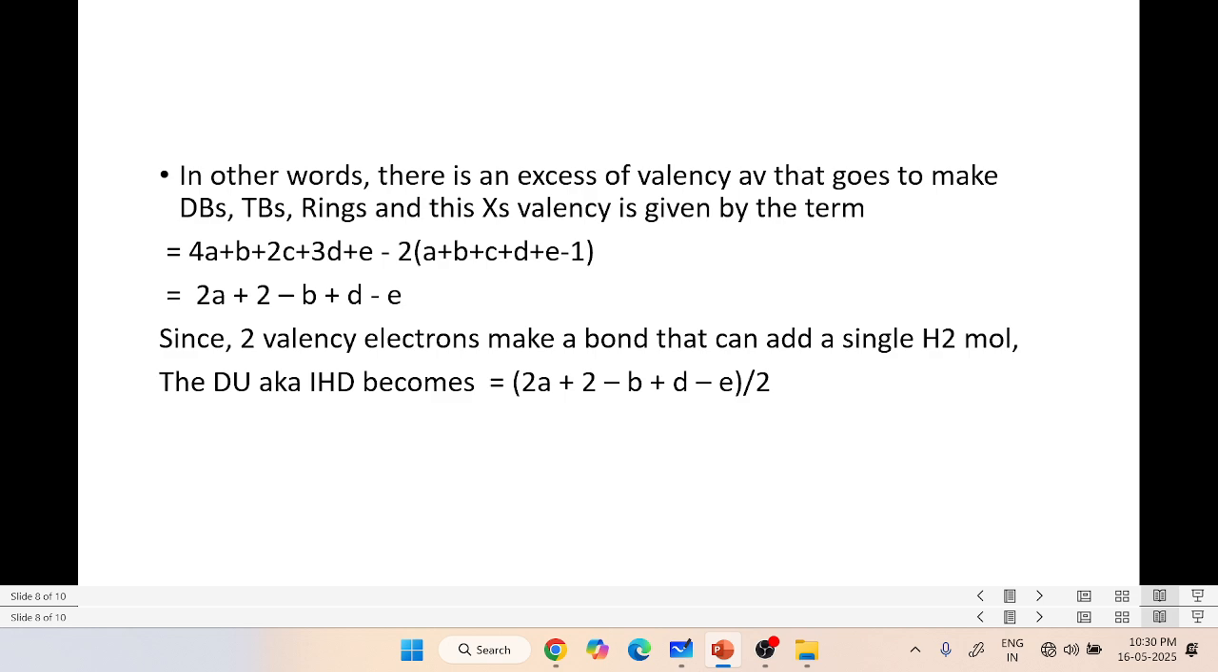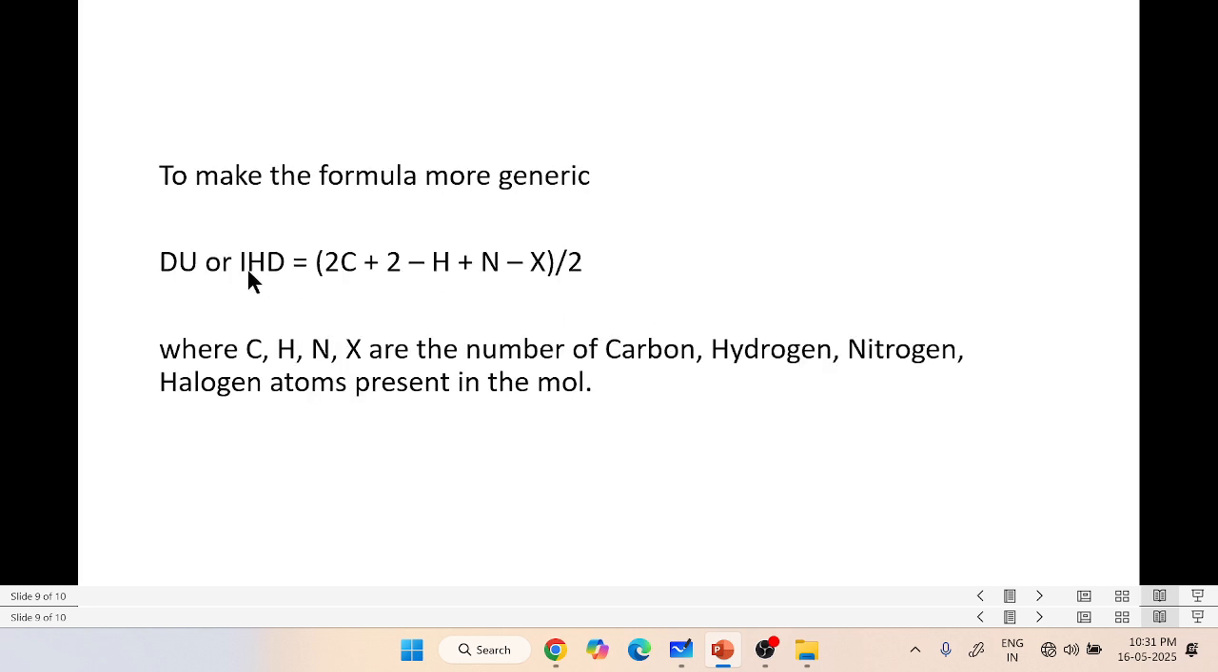So that can add a single H2 molecule. So the actual DU or IHD becomes 2a plus 2 plus b plus d minus e, the whole sum divided by 2, right? So that is the index of hydrogen deficiency or DU. To make the formula more generic, we can say that DU or IHD is equal to 2c plus 2 minus h plus n minus x, where c, h, n, x are the number of carbon, hydrogen, nitrogen, and halogen atoms present in the molecule. So it's a more generic formula, easier to remember.